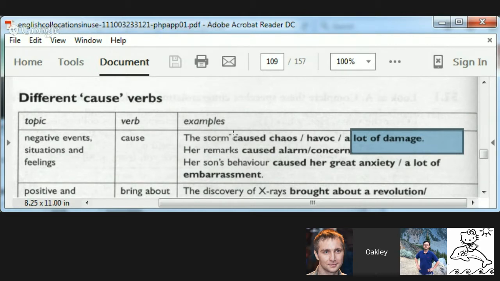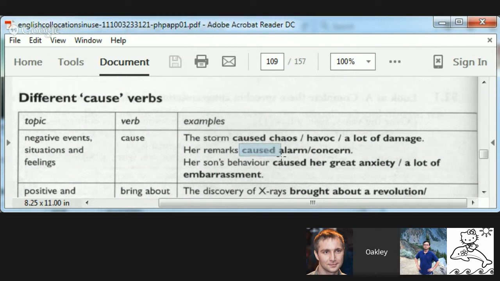We don't use, okay, something causes these bad things. We don't say it causes danger. It caused danger. Not really. We don't use that. These other collocations are very strong, actually. Cause havoc is. We almost don't use the word havoc without cause. It's a very strong collocation.